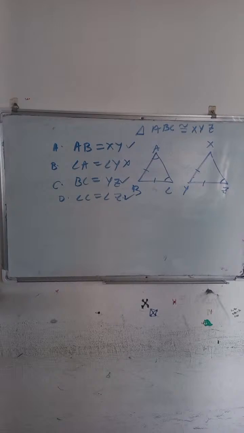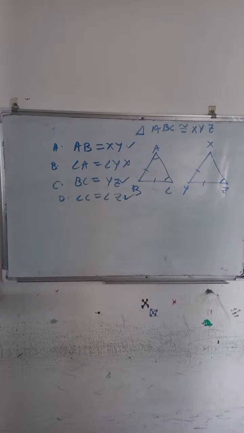B, diagonals are perpendicular to each other. First I will read out, diagonals bisect each other. Then the diagonals are perpendicular to each other. C, diagonals are equal in length. D, diagonals are angle bisectors. So which statement is correct for a parallelogram?